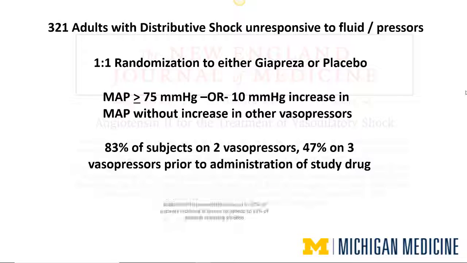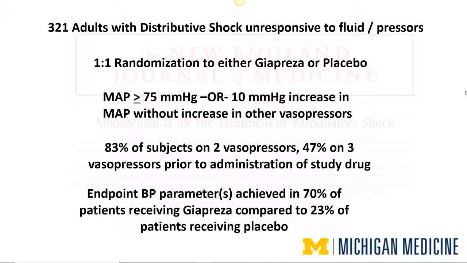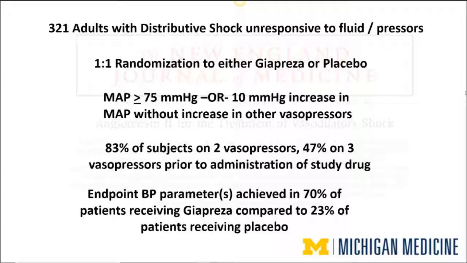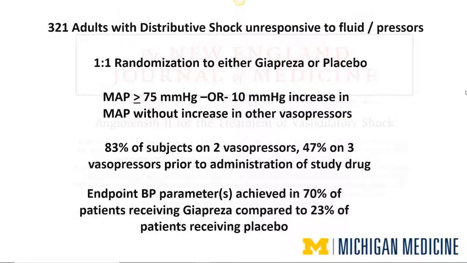After hour 3, dosing of the initial vasopressors were titrated down and the study drug was titrated accordingly in order to maintain a mean arterial pressure between 65 and 70. At the time of study drug administration, 97% of the patients were on norepinephrine, 67% were on vasopressin, 15% were on phenylephrine, 13% were on epinephrine, and 2% were on dopamine. The vast majority were on at least 2 vasopressors, and almost half were on 3. The primary blood pressure end goal was attained in 70% of the study drug patients, while 23% of the placebo drug patients saw positive blood pressure results.